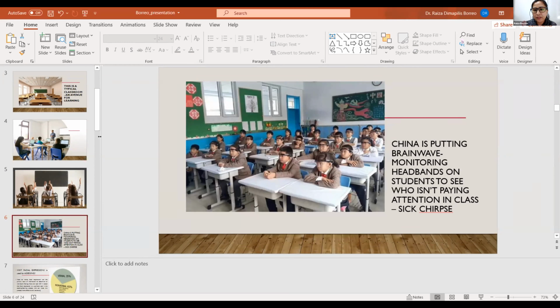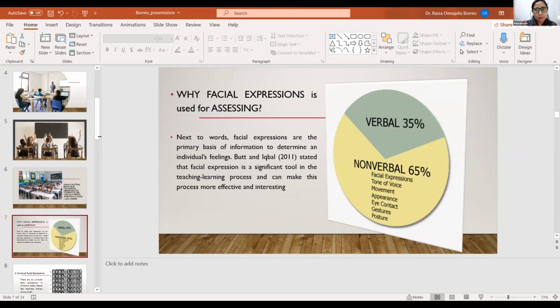It is called brainwave monitoring headbands, and it will actually detect those students who are not paying attention. Now, connecting these facial expressions that I am talking about, which were formulated by Paul Ekman, to the assessment of the level of understanding of the students.